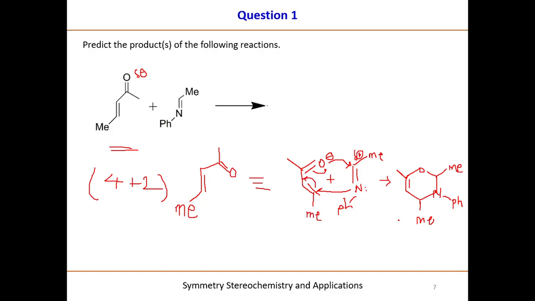So now all of you, we got this product. All of you know how we got this product. Try by yourself, then it will be good for your practice. Okay. So we got this as a product. I hope this example is also clear to you. This is a 4+2 cycloaddition reaction. Okay, now move to the next question.